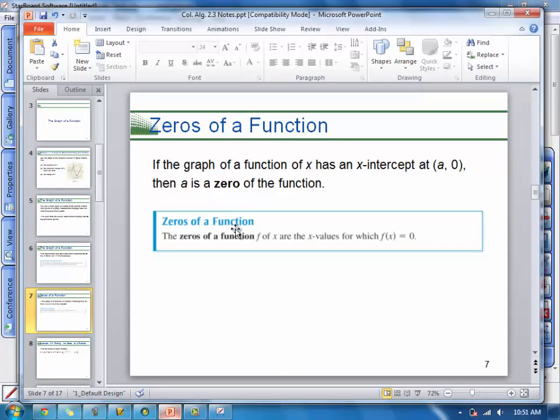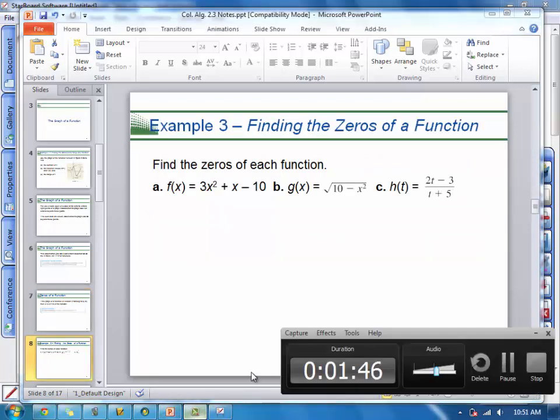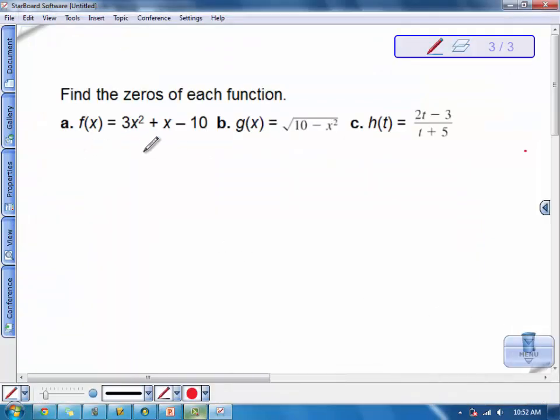All right, next, let's talk about zeros of a function. Okay, zeros of a function are where y is 0. All right, so let's do an example. We'll do 3 different examples. Y is 0 is the zeros of a function.